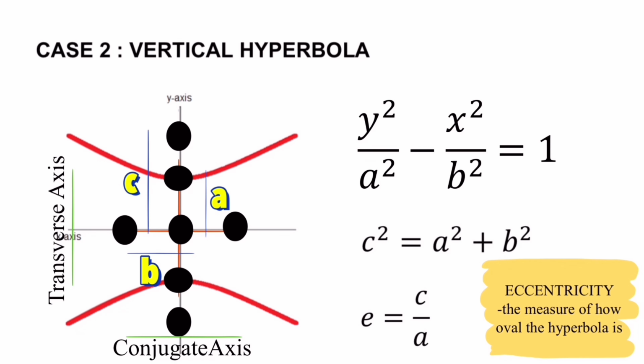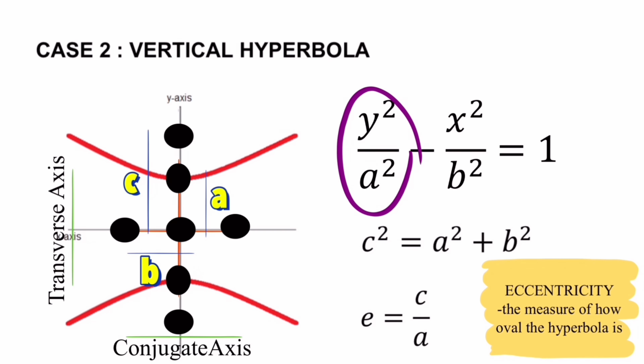Now please notice that our vertex is on the vertical axis. That's the reason why our a is under the y. Remember, y means up or down. And that's the reason why the a squared is located under the y squared. We also remember that our y squared over a squared is positive because this is a vertical hyperbola. So these are the parts, the two cases, and the equations of a hyperbola with center at 0, 0, or at the point of origin.